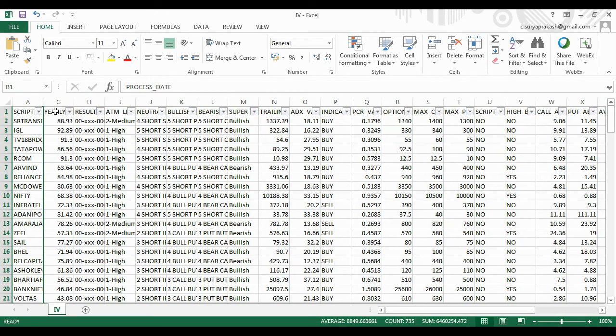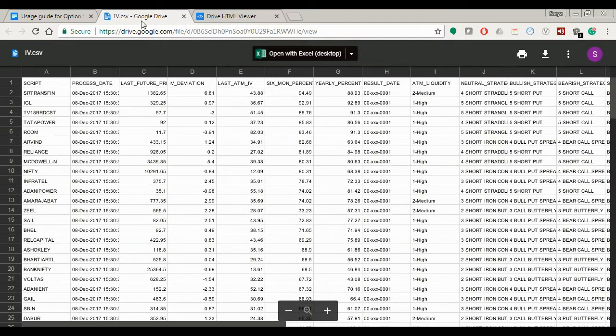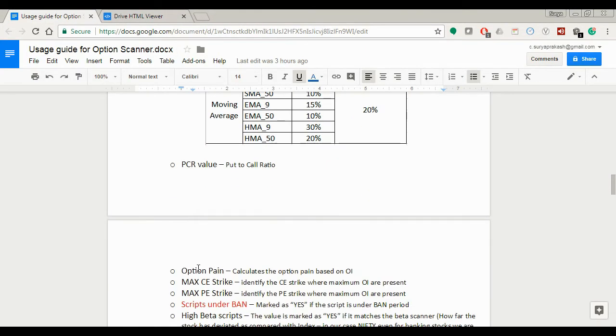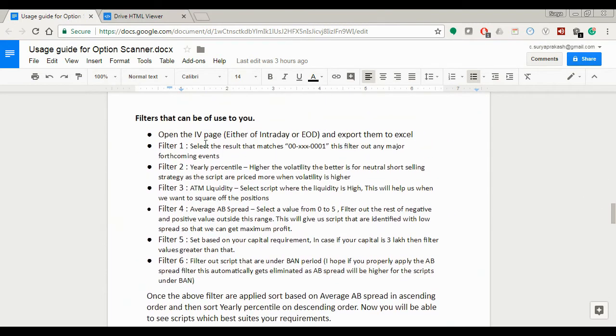By default we can hide all these columns. Right click, hide. What is of interest is 6 to 7 columns alone. If you want to see what those columns are, just go down. These are all the 6 filters that we are going to talk about right now.